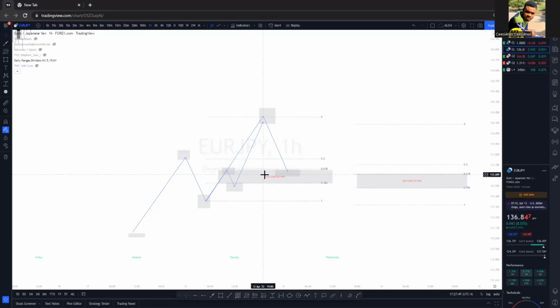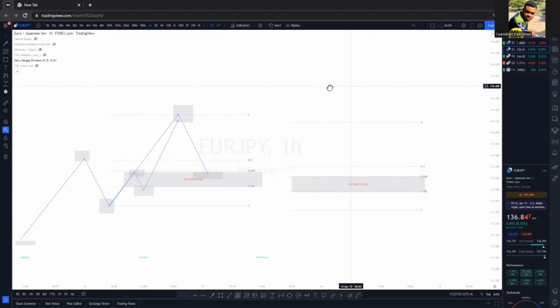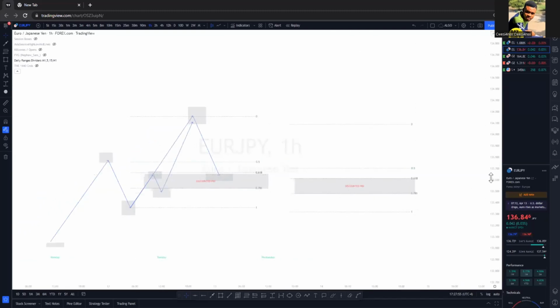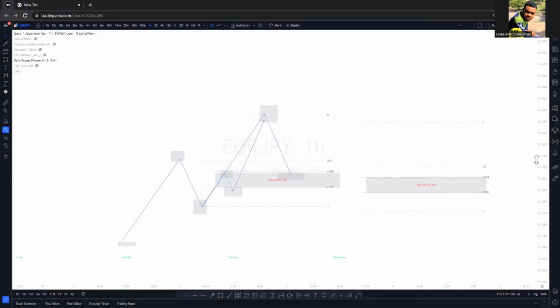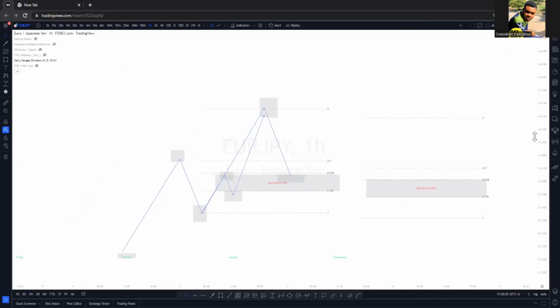I get it. So the use of Fibonacci is not for trade entry, but it's for us to identify where a valid POI is. It's used to identify where a valid point of interest is. It's not used for entry.